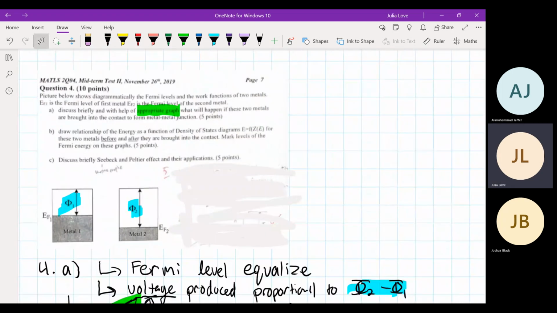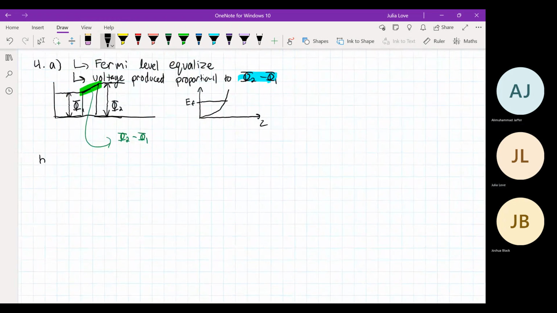And then part B is asking for the relationship of the energy as a function of the density of state diagrams for the two metals before and after the contact. So for this, we'll start with the before ones. So before the two are brought together, we'll have one for metal 1 and one for metal 2.